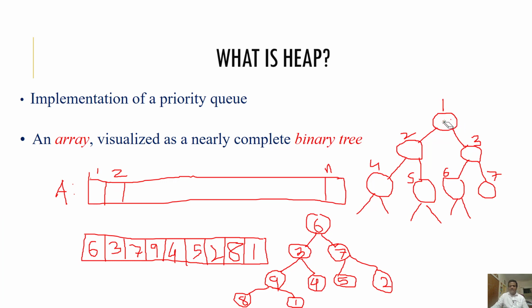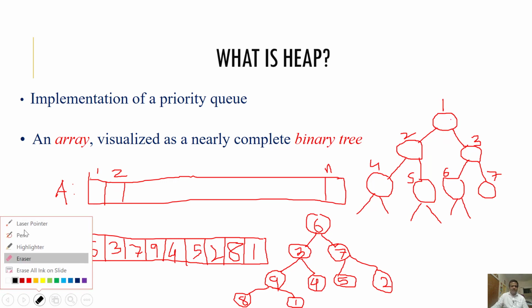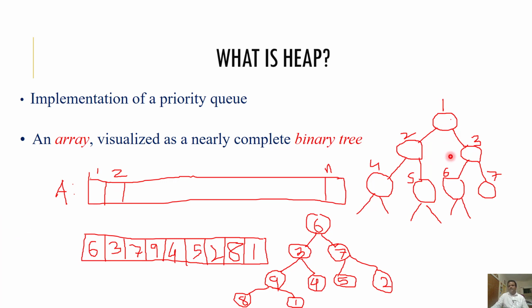And then the next elements: the left child will be A2 and the right child will be A3, and then we continue this way. Then A4, A5, A6, A7. So, these are the indices: 1, 2, 3, 4, 5, 6, 7, and like this we continue until the end of the array. So, this is the way we view the array as a binary tree.